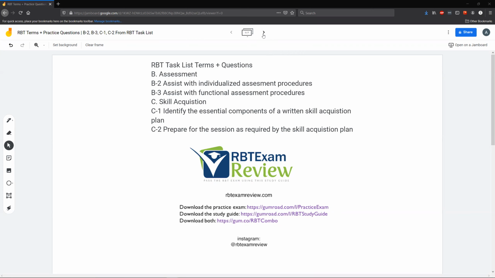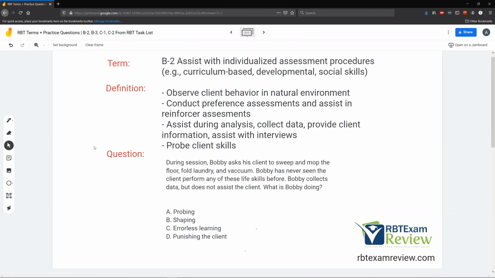All right, let's get into it. So first off is B2, assist with individualized assessment procedures. So as an RBT, right, you'll be assisting your BCBA, your BCaBA, your supervisor, okay, in determining what the needs are for your client, okay? And when we say individualized assessment, that's what we mean, right? Assess the individual for the needs.